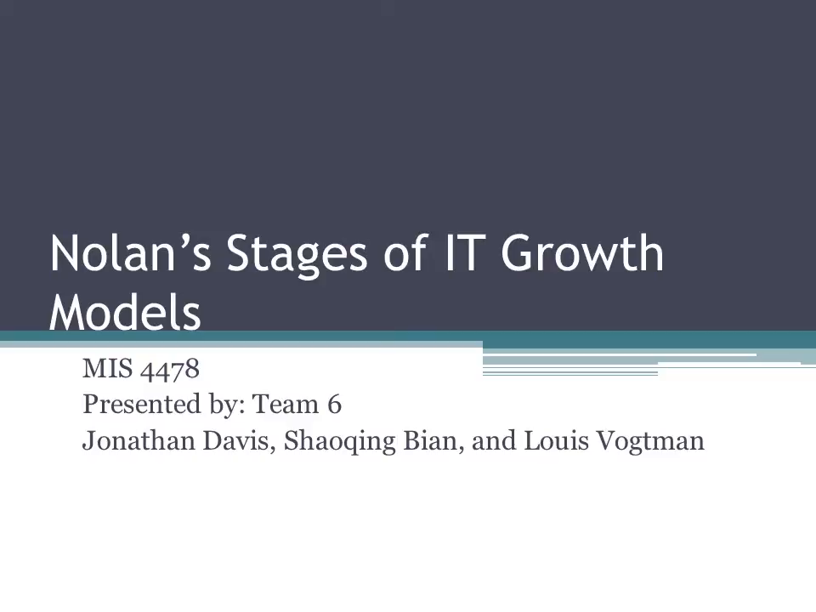Today we'll be discussing Nolan's stages of IT growth model, which is a theoretical model for the growth of information technology in a business or similar organization. It was developed by Richard L. Nolan during the 1970s and published in the Harvard Business Review. It was later updated in 1979 to add 2 additional stages, as we'll see later in this presentation. The 6 stages of this model are initiation, contagion, control, integration, data administration, and maturity.